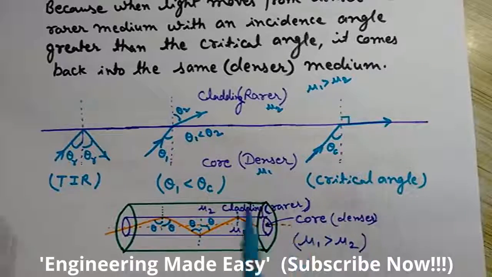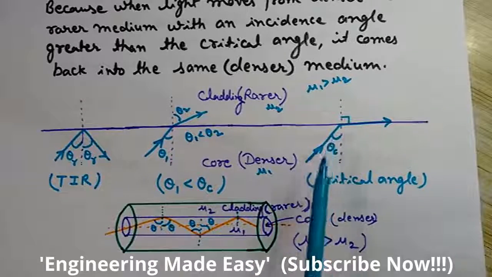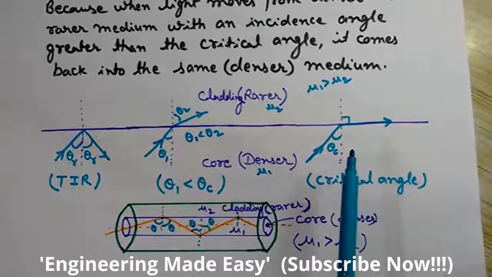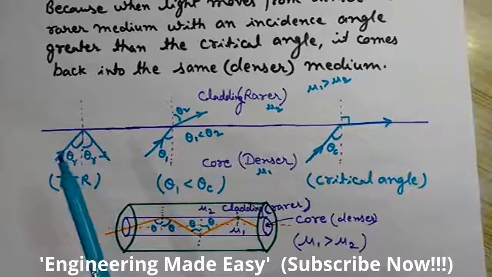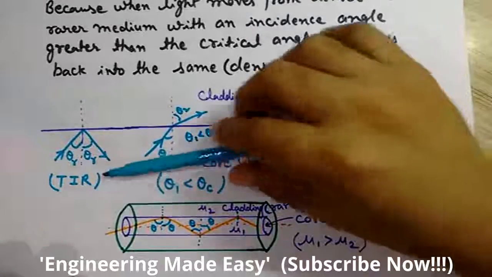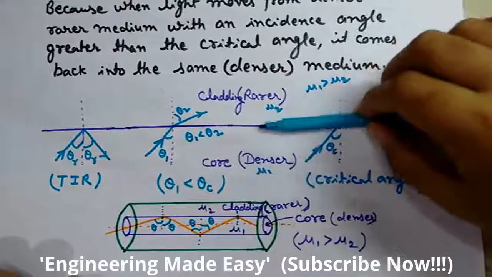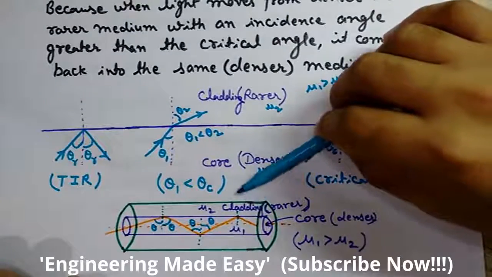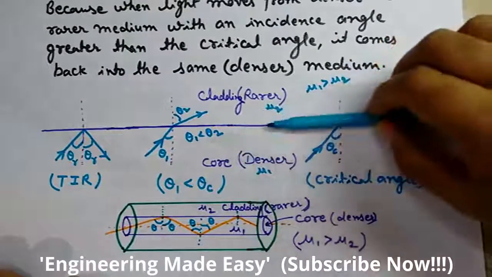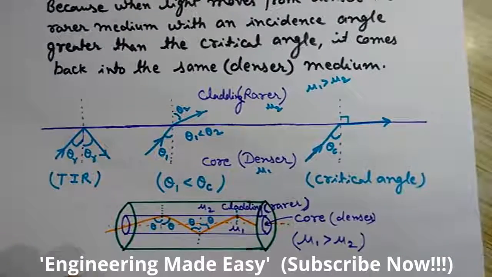So this is the case of critical angle. But what happens when we keep on increasing this theta c also? If I increase this theta c more, then the total internal reflection takes place. Just imagine that if I keep on increasing this angle, then this angle will also increase. If I keep on increasing it more than theta c critical, then it will come back into the same medium, denser medium.